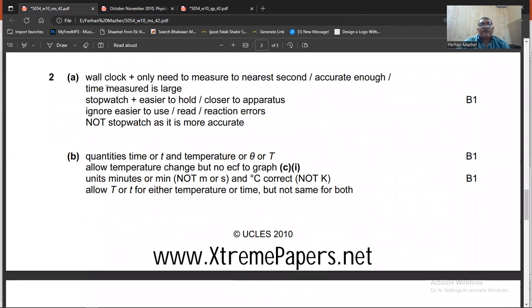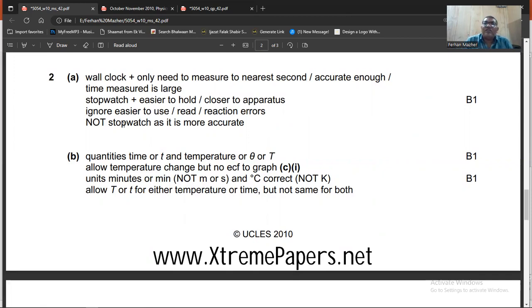So let's have a look here. Wall clock plus: only need to measure to the nearest second, accurate enough. Time measured is large, and stopwatch is easier to hold closer to the apparatus. Ignore easier to use, read reaction time, not stopwatch as it is more accurate. So the stopwatch is more sensitive for this measurement.